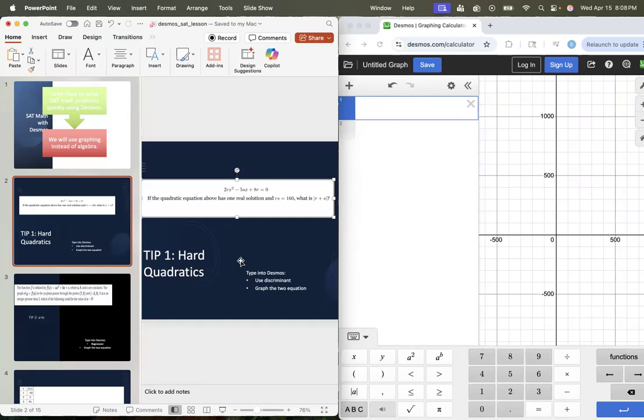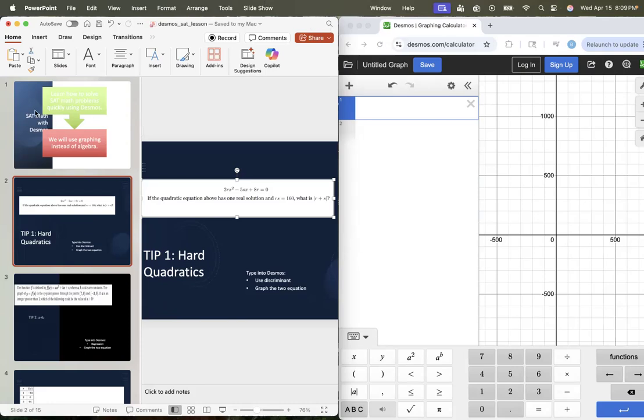First question. This is a hard SAT question, right? You have a quadratic equation in the form of 2r x squared plus 5s x plus 8r equal to 0. They're confusing you. Don't worry about it. If the quadratic equation above has one real solution, and rs is equal to 160, what is r plus s? Look, you know how to solve this.